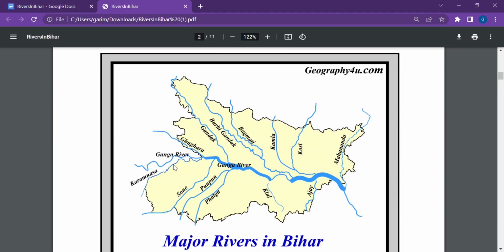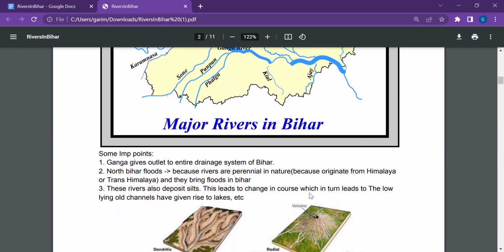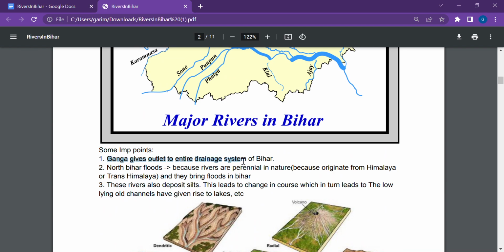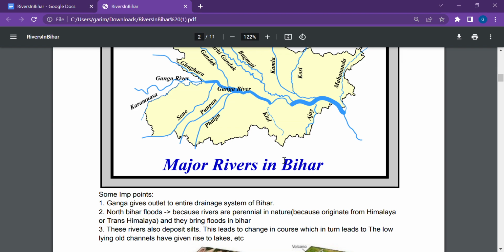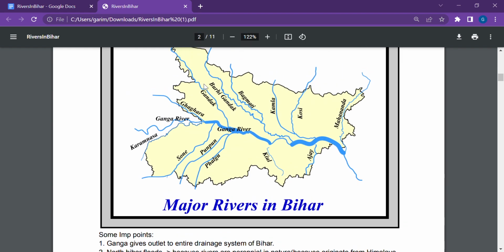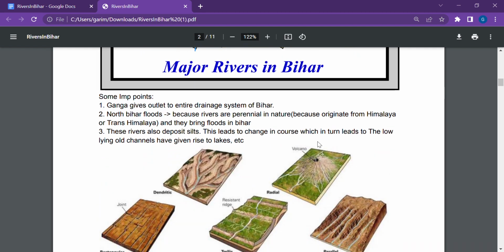So this is the image which contains the major rivers of Bihar. This one is Ghagra, Gandak, Bagmati, Kamla, Kosi, Mahananda. Okay, on the southern side we have Karmanasa, Son, Punpun, Falgu, Kiul and Ajay. These are the major rivers. Now Ganga gives an outlet to the entire drainage system of Bihar. We can see in the map that Ganga collects water from all these rivers on the southern side and northern side, and it carries all the water out of Bihar, and eventually it drains the water into the Bay of Bengal.